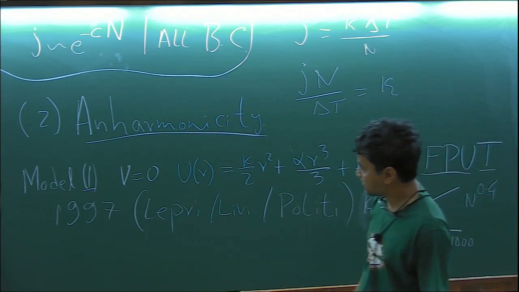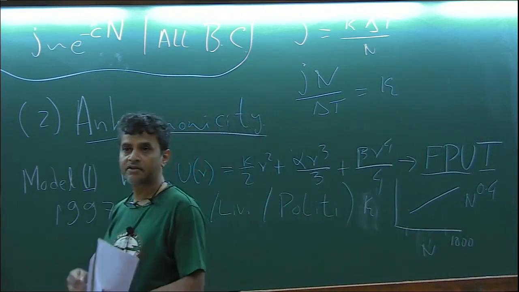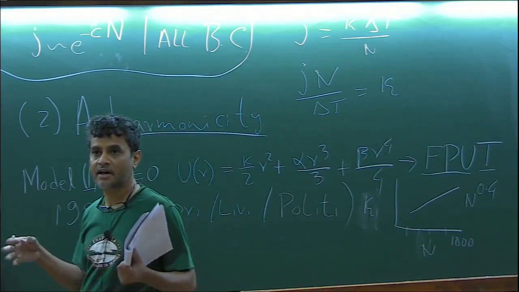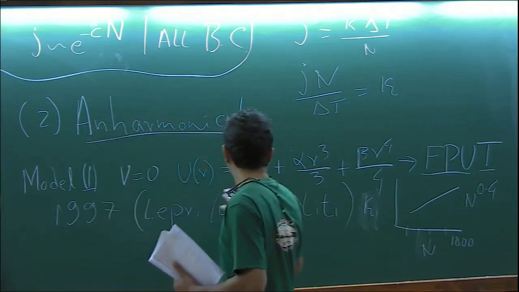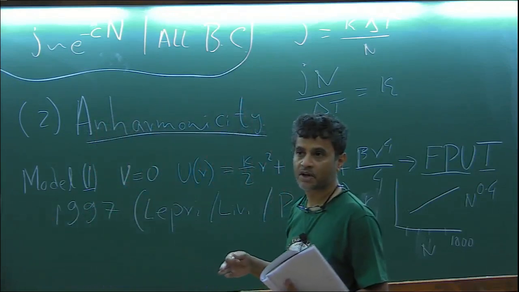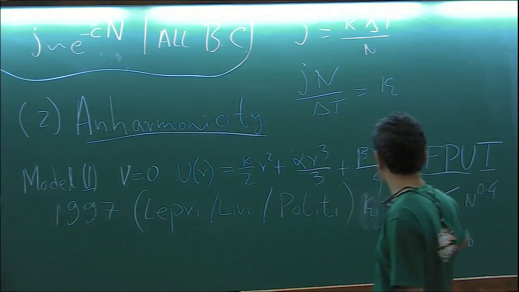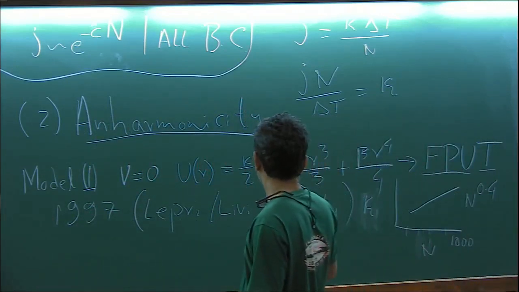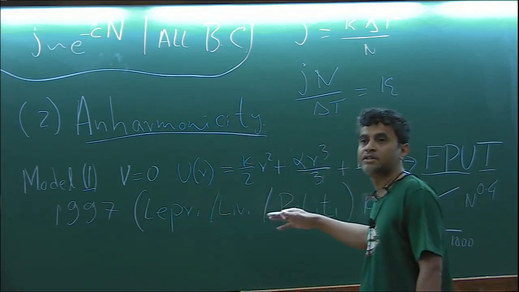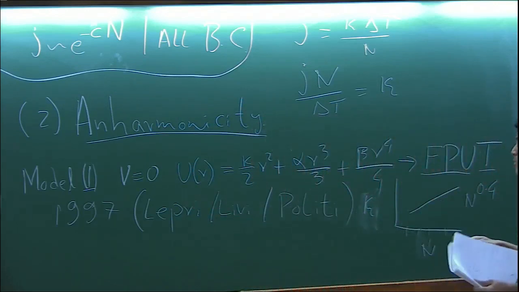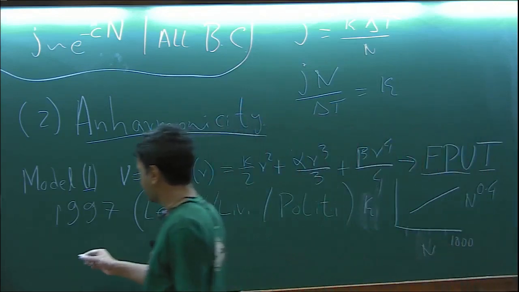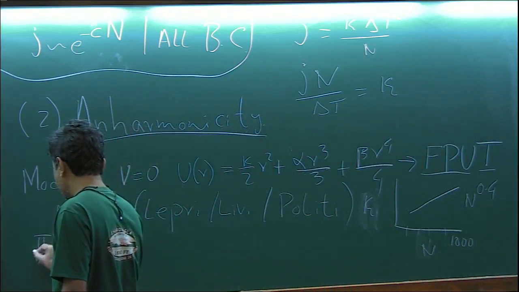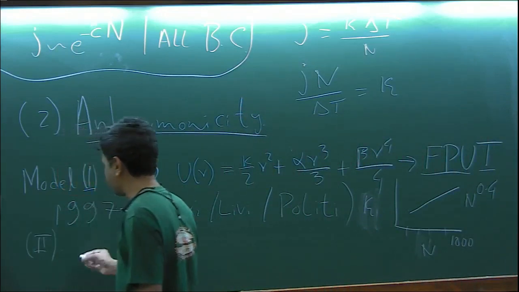So this was the surprising result: even if you take an anharmonic chain and compute the current, you don't get a finite conductivity. This seems to diverge with system size, right? There have been a large number of simulations since then. So what are the other models you can study? Another very popular model is the hard particle gas.